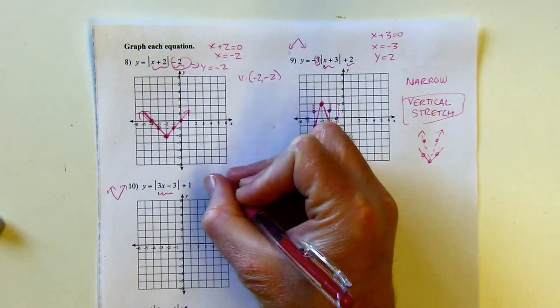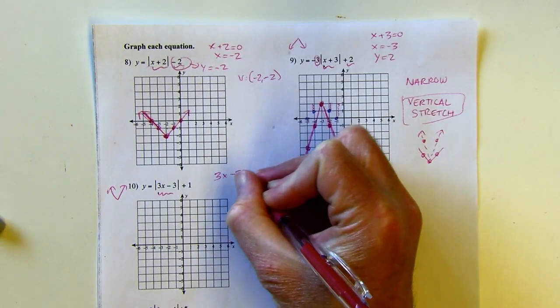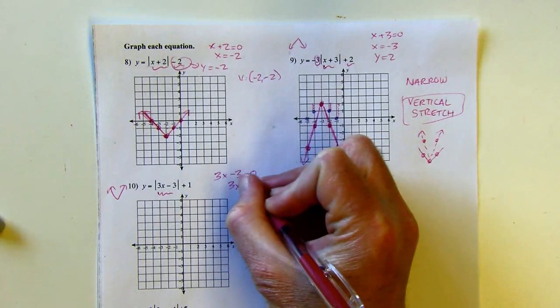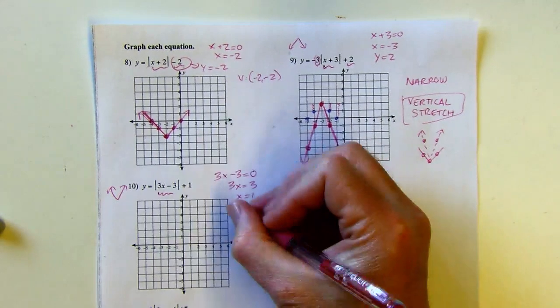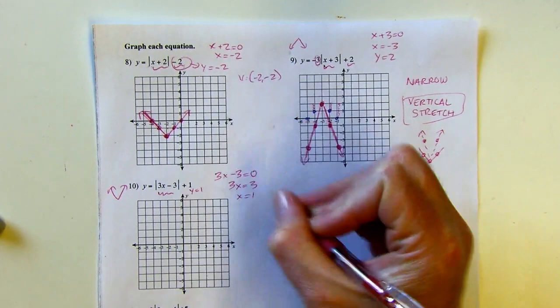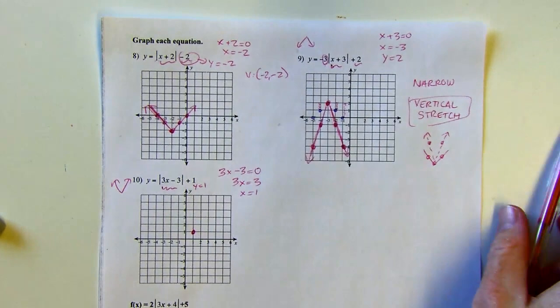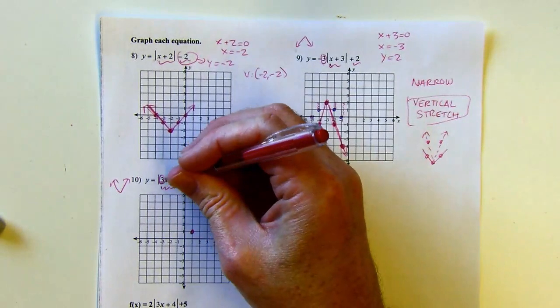So here, it's not just going to be 3 for my x value. I have to take 3x minus 3, that whole quantity, and set that equal to 0. Okay, and then divide by 3. So x is 1, and then my y is also 1 there, right? So the vertex is going to be the point (1, 1). This is going to open upwards. I do have a stretch or compression, which I'll get back to in a sec.